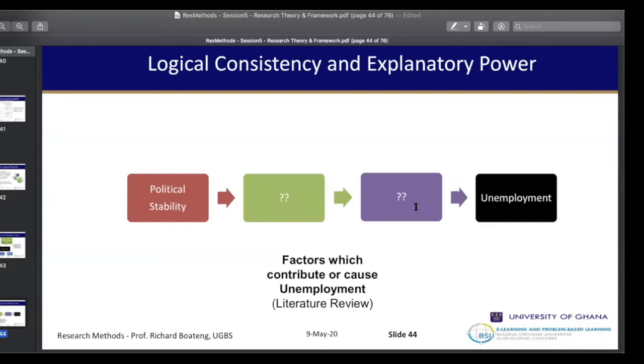So we need to be very careful how we jump and just draw arrows. Does the literature tell you that political instability just got up and just led to unemployment? What does the literature say? How does the literature explain it? Then you can use that to guide you to talk about relationships. So don't just draw relationships in terms of arrows. Make sure that the literature tells you that there's a possible relationship between this and this before you establish that occurring.